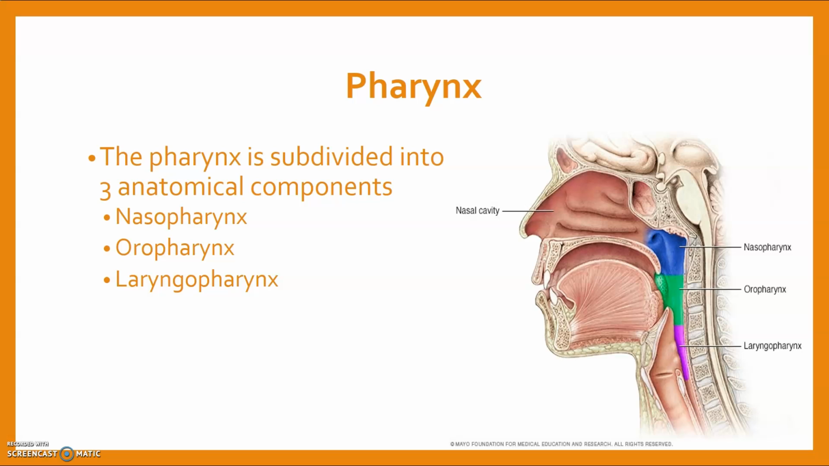The pharynx is divided into three anatomical components. You have what's called the nasopharynx, the oropharynx, and the laryngopharynx. And these are named according to where they are located, with the nasopharynx being located close to the nasal cavity, the oropharynx being located close to the mouth, and the laryngopharynx being located close to the larynx, or your voice box.